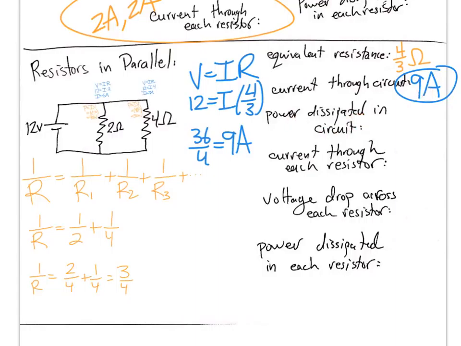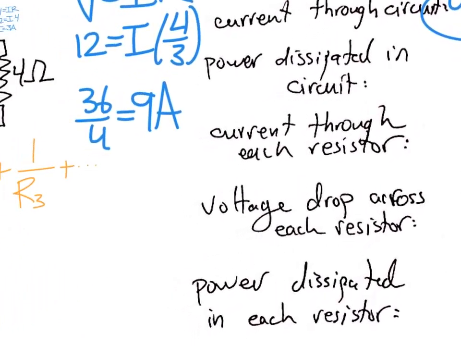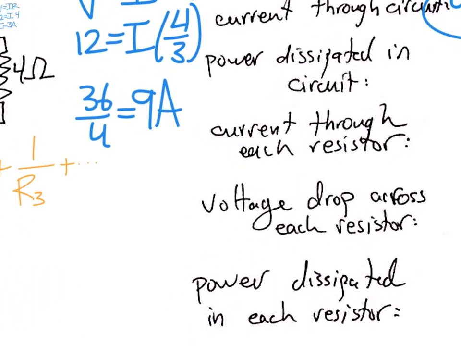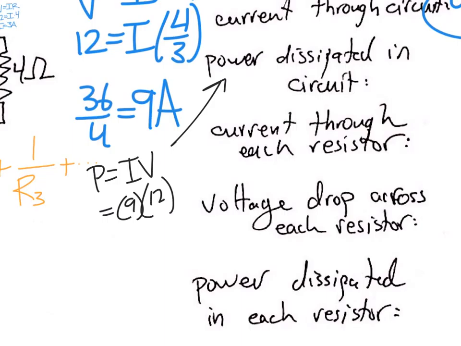Power dissipated in the circuit. Need a little more space here. Try to color code. Alright, power dissipated in the circuit. So what do we know? P equals IV, and our current through the circuit is 9 amps. Voltage across the circuit is 12 volts. A whopping 108 watts. That's a lot.